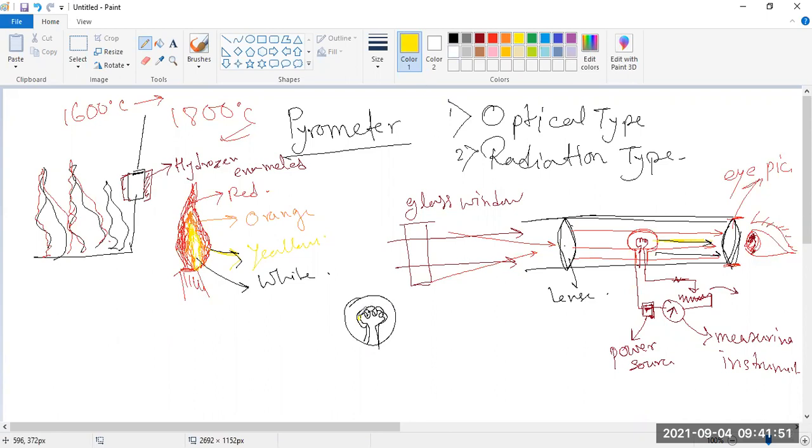this is the bright filament, you can see. And the surrounding area is quite darkish. Filament is bright, and in the second case, the color of this filament is quite dull, and the surrounding area is bright.